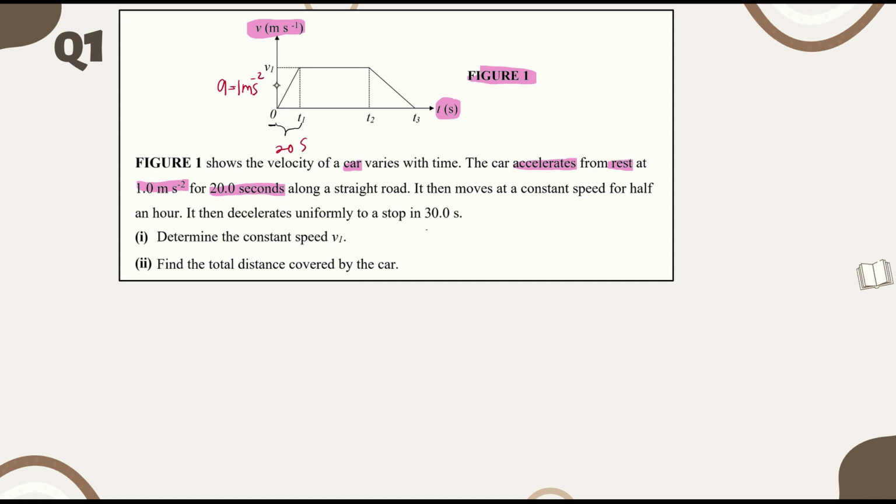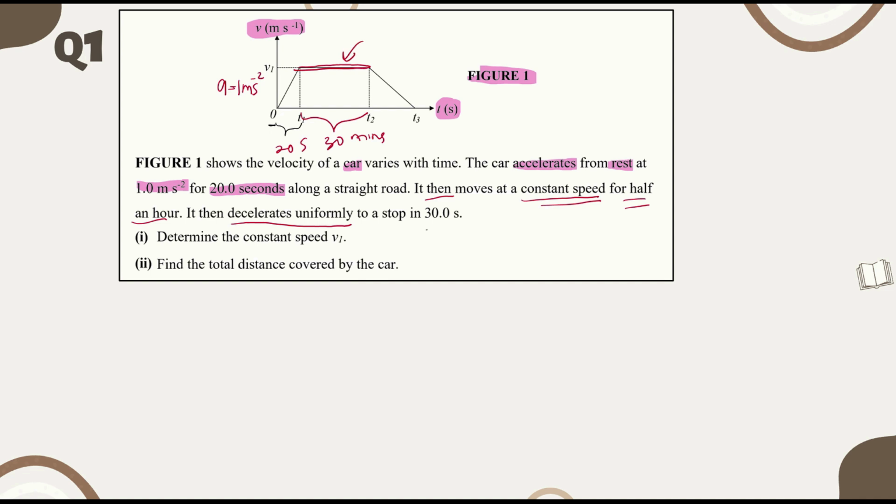And after that, it then moves at a constant speed for half an hour. So this is the next motion, for constant speed. Half an hour is 30 minutes. So 30 minutes from T1 to T2, and it then decelerates uniformly.